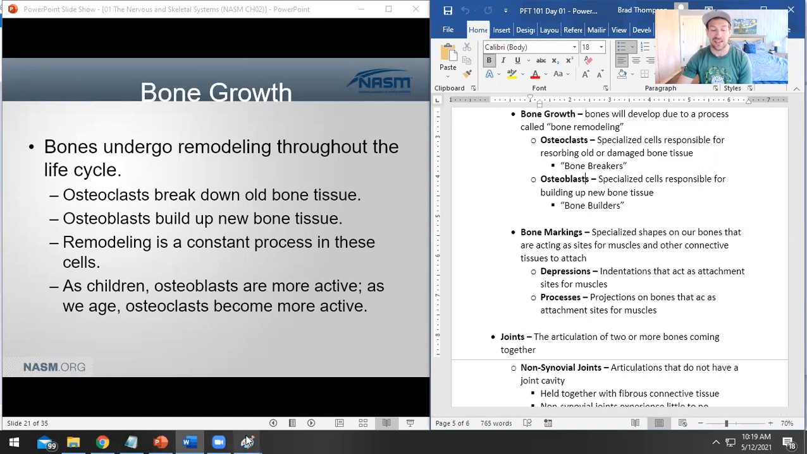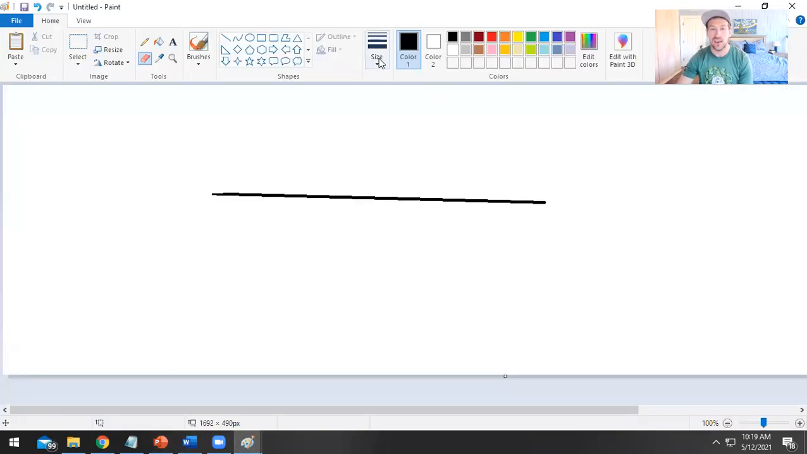An osteoblast is going to come along afterwards and go, all right, I'm going to lay down some new bone tissue and fix this and make it a little more resistant to damage. So it lays down some new bone tissue, which you can see is a little bit thicker because it's adding new ingredients together.